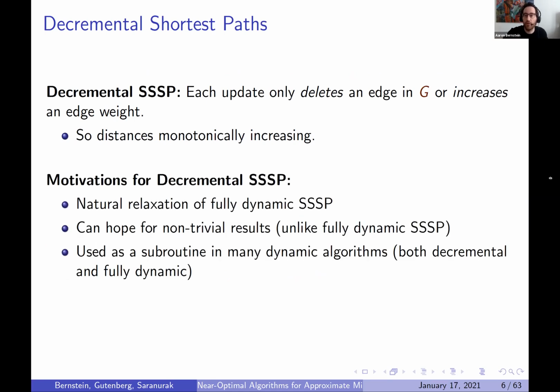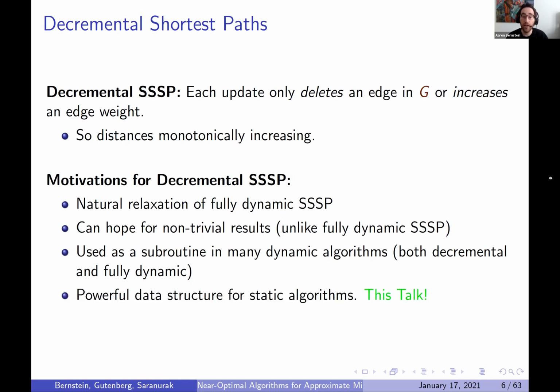There are several motivations for this model. One is just that it's a natural relaxation of the fully dynamic one, and we need a relaxation if we're going to hope for non-trivial results. Another is that this is actually often used as a subroutine in many other problems related to shortest paths, like all pair shortest paths or diameter, these sorts of problems. And finally, as we'll see, this can be a very powerful data structure in static algorithms.